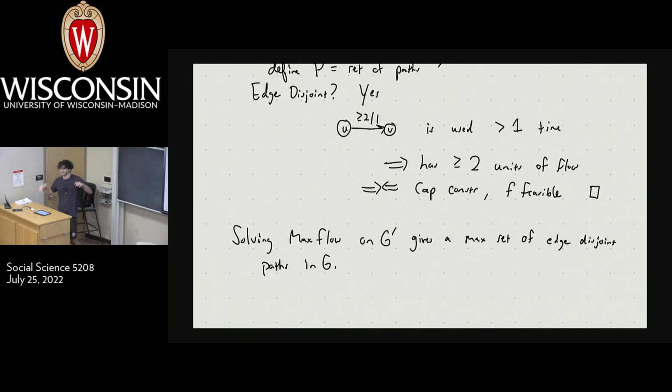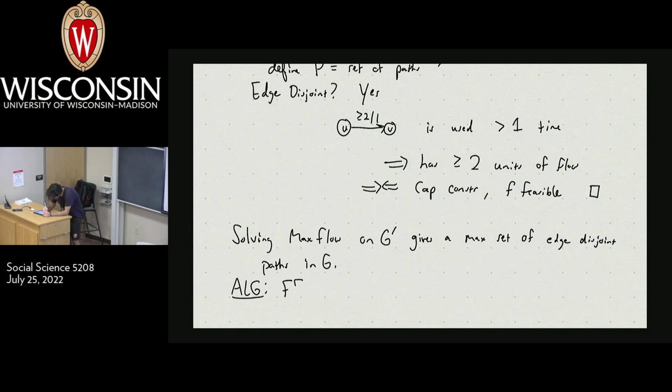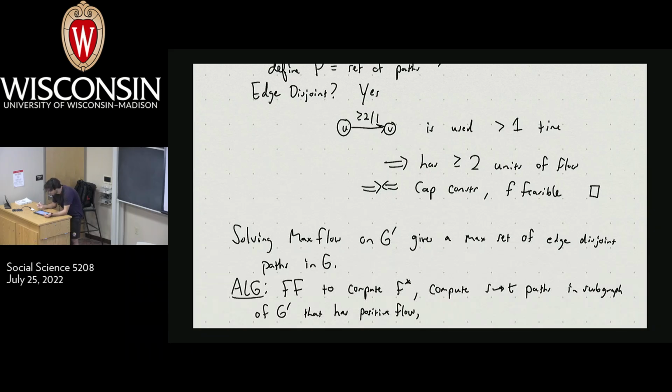Now this is all theory, so what's the actual algorithm? Well, we're going to use Ford-Fulkerson. So we use Ford-Fulkerson to compute the max flow F star. And then how do we actually compute the paths? Well, once we have the flow, we could literally use the flow decomposition theorem and it'll do it for us, but that's kind of overkill for this. So once we have F star, we can just compute S to T paths in the subgraph of G that has positive flow. Once we compute a path, we remove it and then recurse.